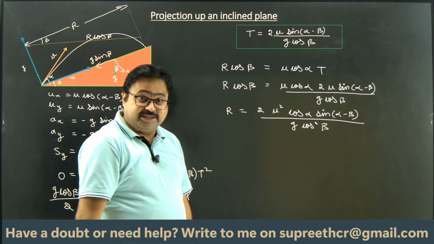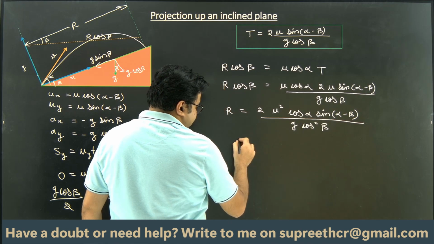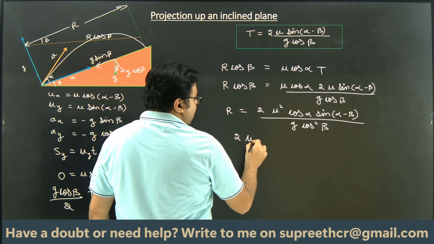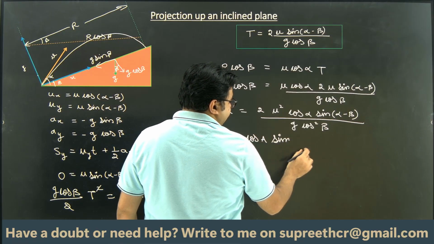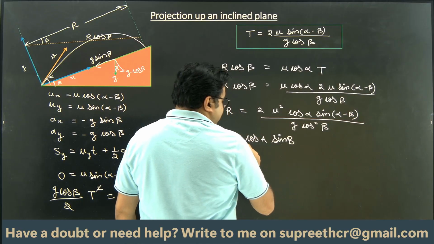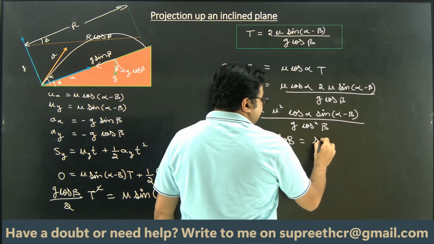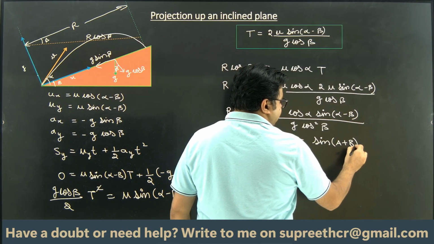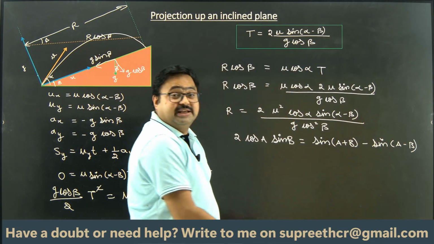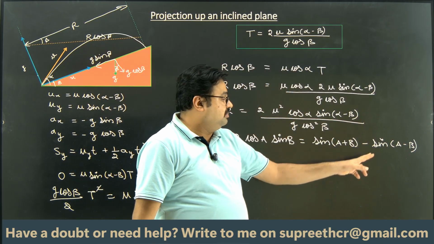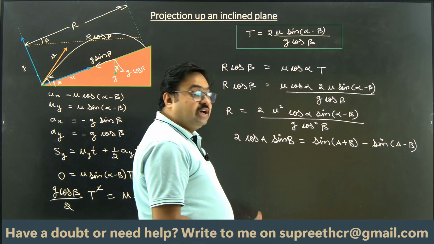I don't want to leave this expression here. Maybe we can convert this particular equation this way. We have 2 times cos A sine B. That's a trigonometric identity that I'm trying to write. 2 times cos A multiplied by sine B would be equal to sine of (A plus B) minus sine of (A minus B). So when you simplify sine of (a plus b), which is sine a cos b plus cos a sine b, and this is sine a cos b minus cos a sine b, you will definitely get 2 cos a sine b.